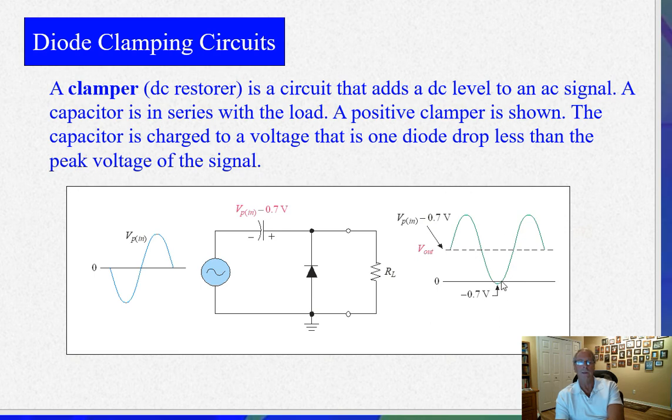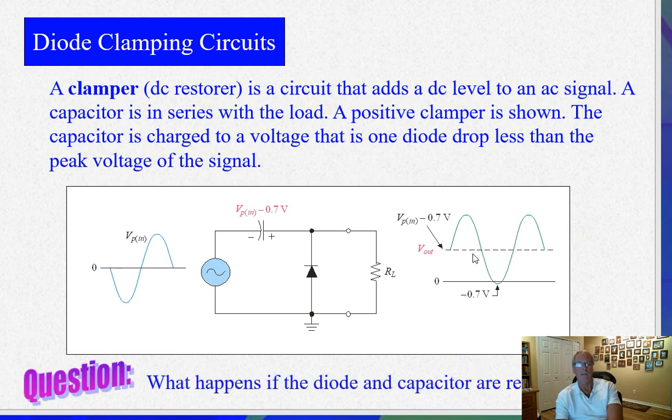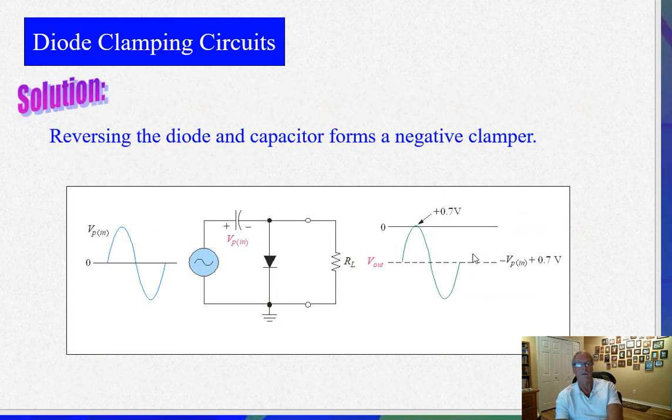So it basically lifts up the sine wave or lifts up the signal. You only have this 0.7 volts down here at the very bottom, which is the diode forward bias. So it lifts up the whole waveform. Basically makes an AC waveform into, I guess, a positive biased, in this case, AC waveform. And if the capacitor and the diode are reversed, you get it below 0 volts, negative clamper.